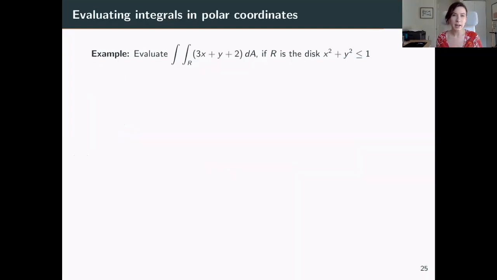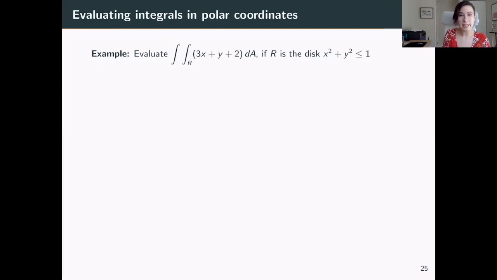Now we're ready to go ahead and tackle an integral and switch it into polar coordinates. Here we have a double integral in x and y, and we're wanting to find the integral over the region x squared plus y squared less than or equal to 1. Again, we could go ahead and try to do this in rectangular coordinates, but it's going to end up with a nasty integral that's going to be quite difficult to evaluate.